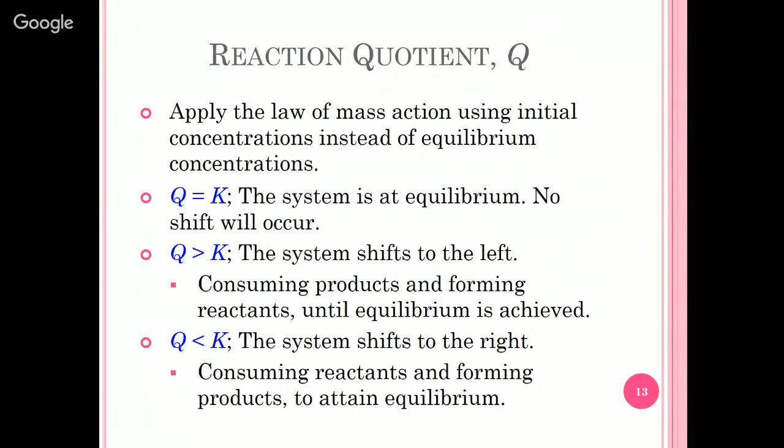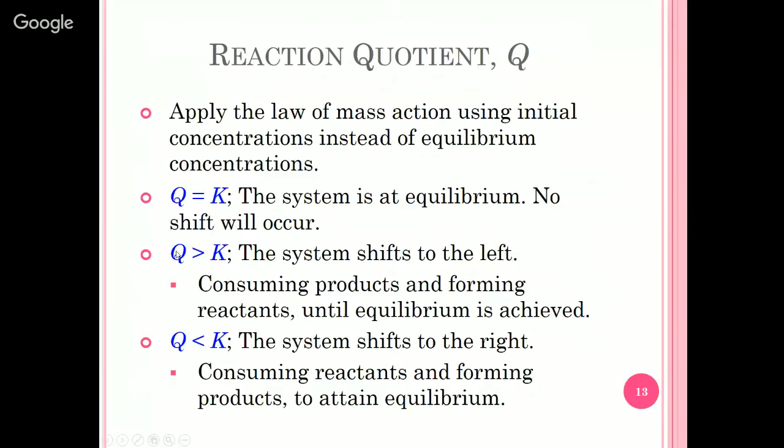Going along with the magnitude of K, we can look at the reaction quotient, Q. Q allows us to figure out, with any set of concentrations, how our reaction will shift to get back to equilibrium. We plug those values into our equilibrium expression and solve for Q. Then we compare Q to K.